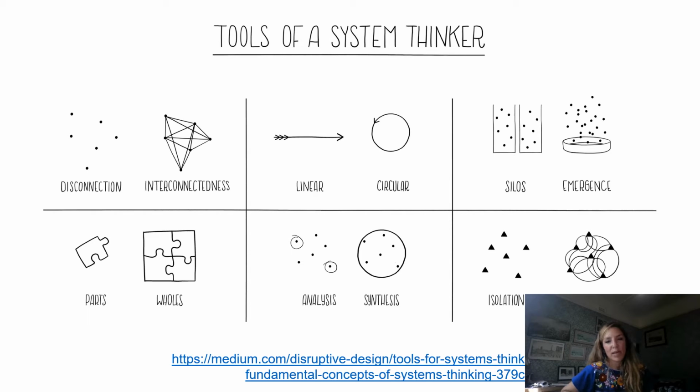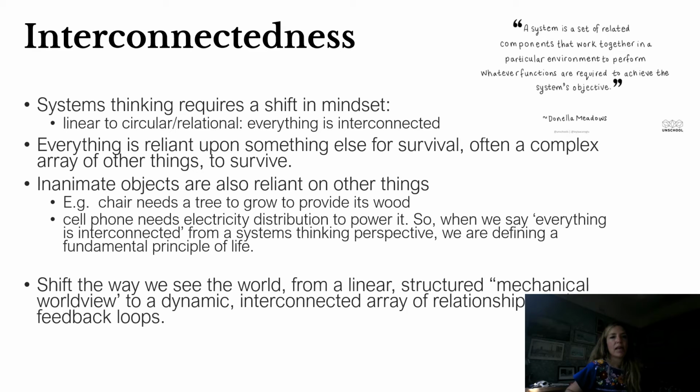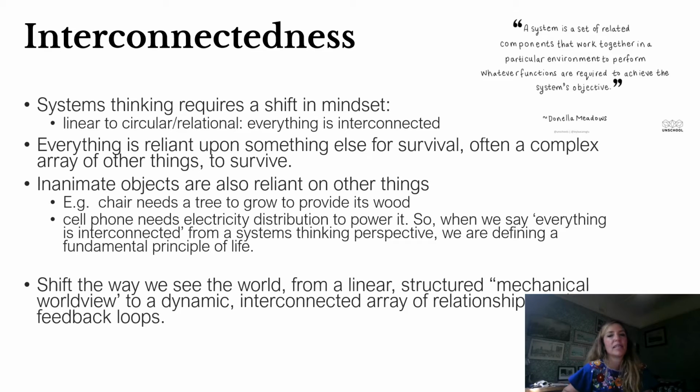A lot of the information was from this really cool tool. I've provided the website there, which highlights a lot of these different tools of a systems thinker in a very accessible way. Systems thinking requires a shift in mindset, as I've said, to more relational thinking. The fundamental principle of this shift is that everything is interconnected. We talk about interconnectedness not in a spiritual way, but in a relational way, and it's really useful for understanding how different components of a social ecological system are connected.